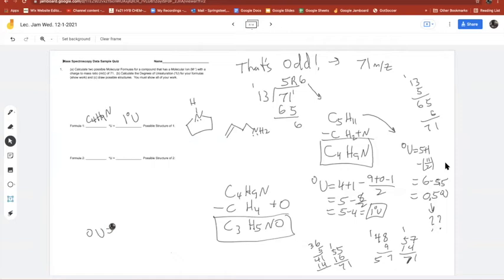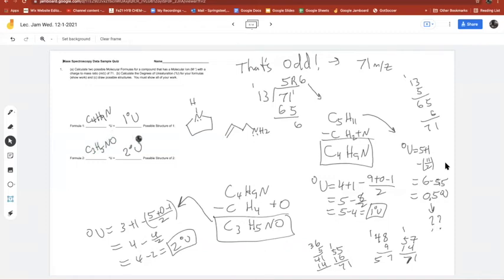Degrees of unsaturation is 3 plus 1 minus hydrogens 5 plus 0 halogens minus 1 nitrogen, all over 2. 4 minus 4 over 2. 4 minus 2. 2 degrees of unsaturation. I think we can do that, no problem. So I'm going to go with this formula, C3H5NO. It has 2 degrees of unsaturation. And let's go. I can make an alkyne, maybe.